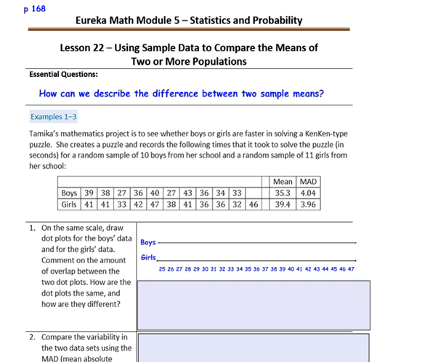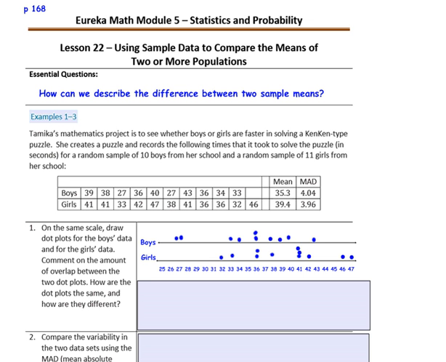Start with a line for the boys, a line for the girls. Label your number line from 25 to 47. Go ahead and place a dot over each number. If a number appears more than once, remember to stack the dots. Pause the video and complete number 1. This is what your dot plots should look like.